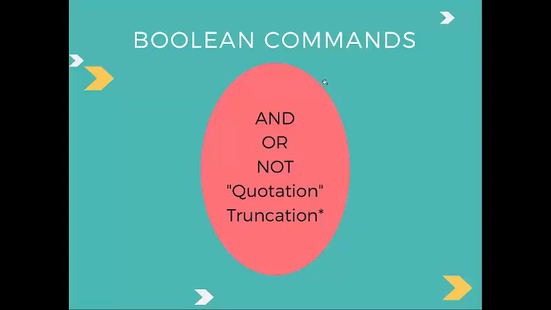So Boolean searching is when you use specific commands to either narrow or broaden your search results. And these are some of the most common Boolean commands and the ones we're going to talk about today. You basically use these different commands to string words together to make the most specific result list you can. So let's talk about what some of these do.